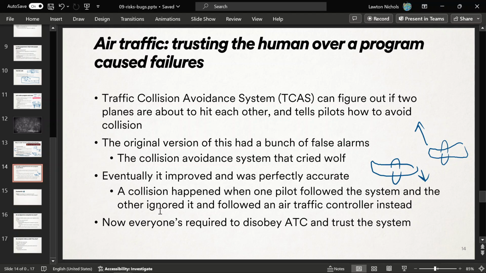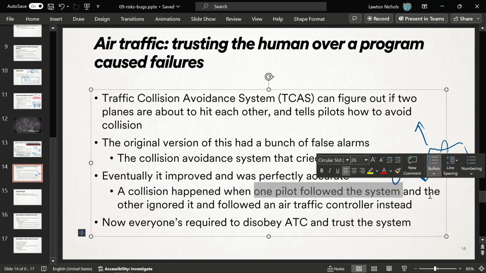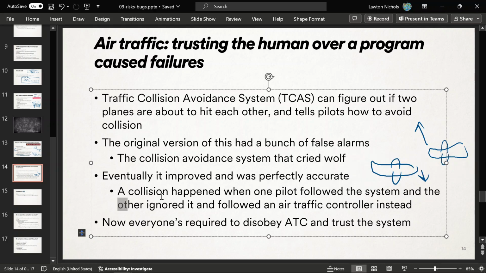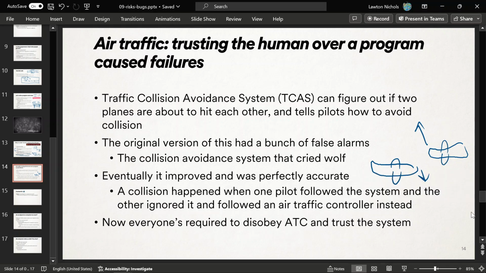And sadly, there was a collision. A collision between two planes happened when one pilot obeyed the TCAS system, telling them to increase altitude. And then the other pilot, sadly, ended up ignoring the system and following the guidance of an air traffic controller who didn't know what the box was saying to the other pilot. So they both went up rather than one going up and one going down. So they ended up hitting each other.